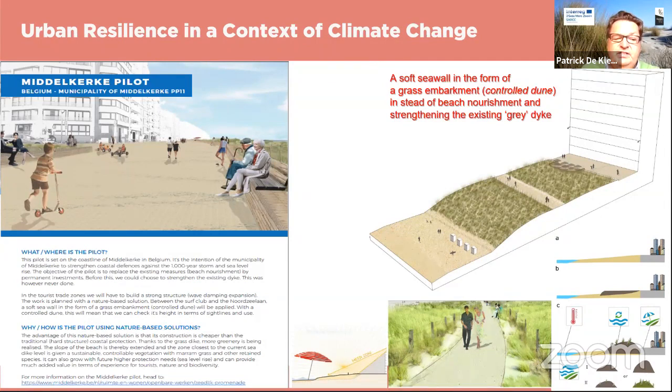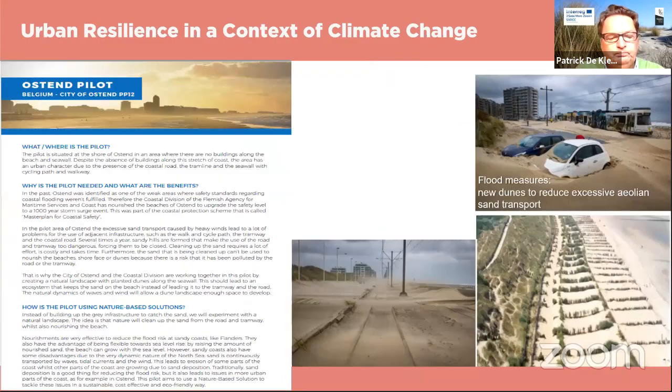A part of the existing seawall will be transformed into a grass dike with new touristic opportunities, for instance, terraces to stroll, pleasant connections for pedestrians, and creating new habitats. The slope of the beach will be extended, and the zone closest to the current sea dike level is giving a sustainable, controllable vegetation with marram grass and other endemic species.